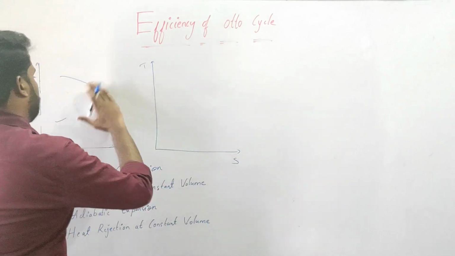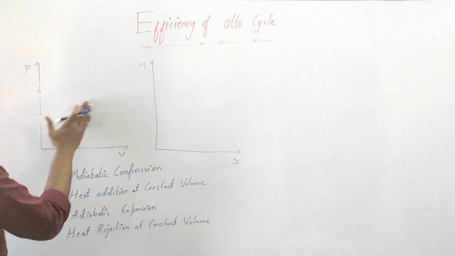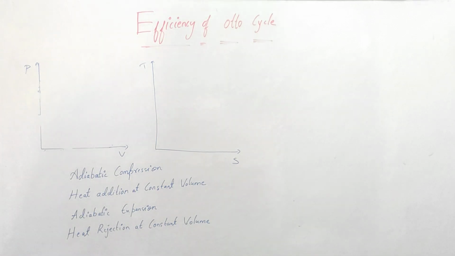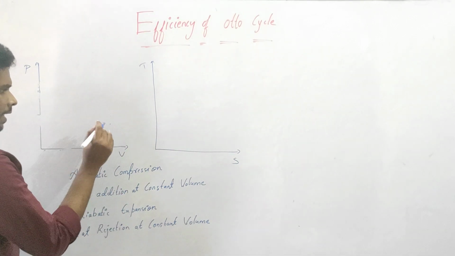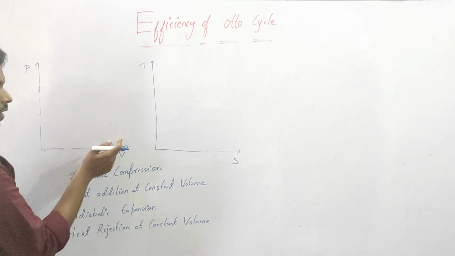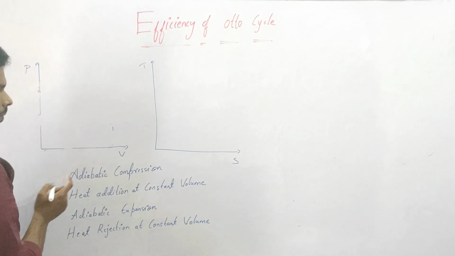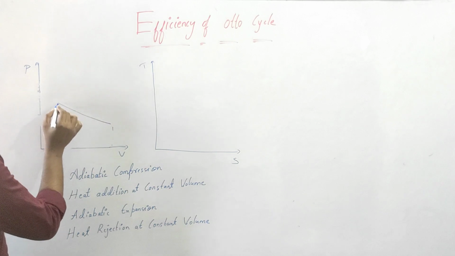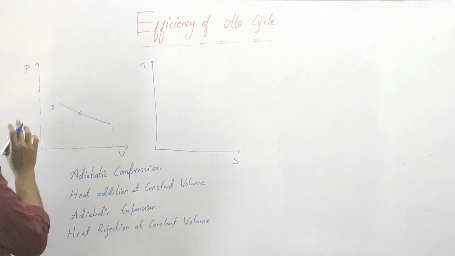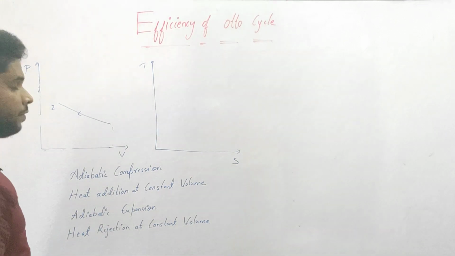So now coming to the Otto cycle. Here is state 1, initially P1 V1 T1. From state 1 we are going to state 2 by adiabatic compression. In the PV diagram it will be shown like this because it is neither pressure constant nor volume constant. That's why we are showing it like this.